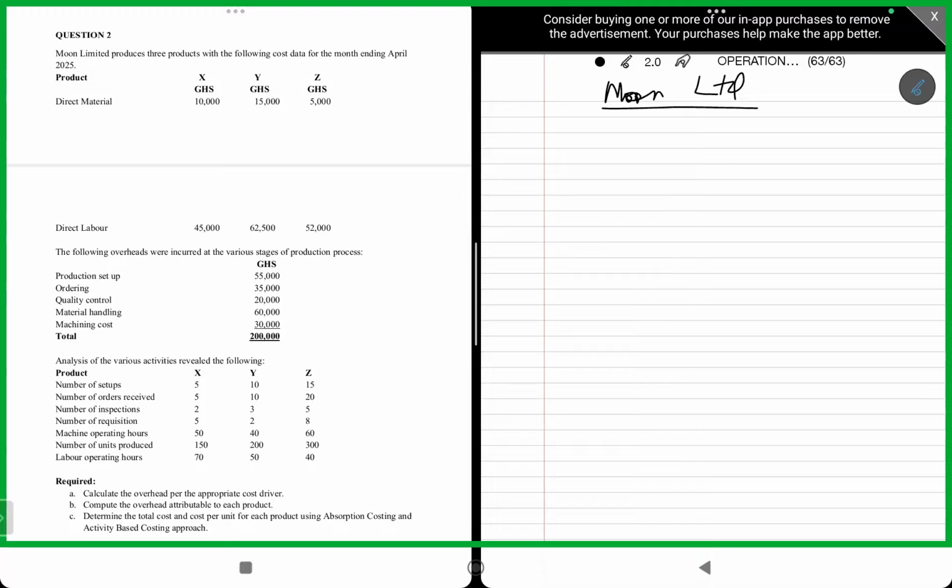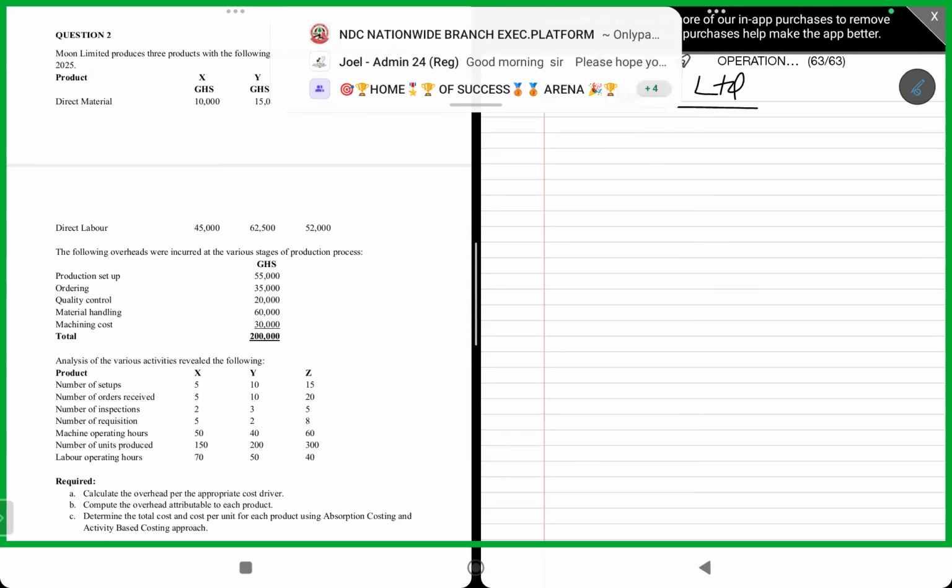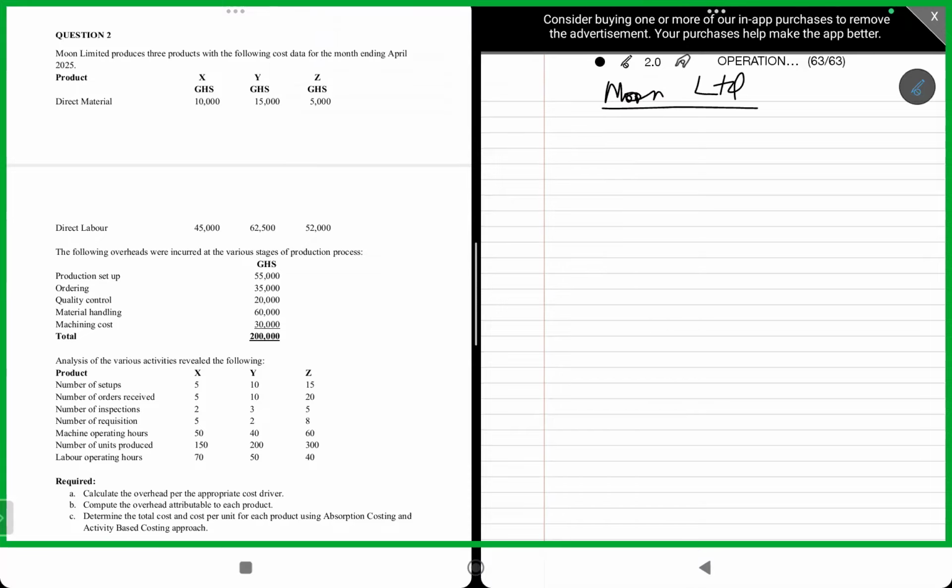Production setup, 55,000 cedis. Ordering, 35,000 Ghana cedis. Quality control, 20,000 Ghana cedis. Material handling, 60,000 Ghana cedis. Machine costing, 30,000 Ghana cedis. Total, 200,000 Ghana cedis. Analysis of the various activities revealed the following.